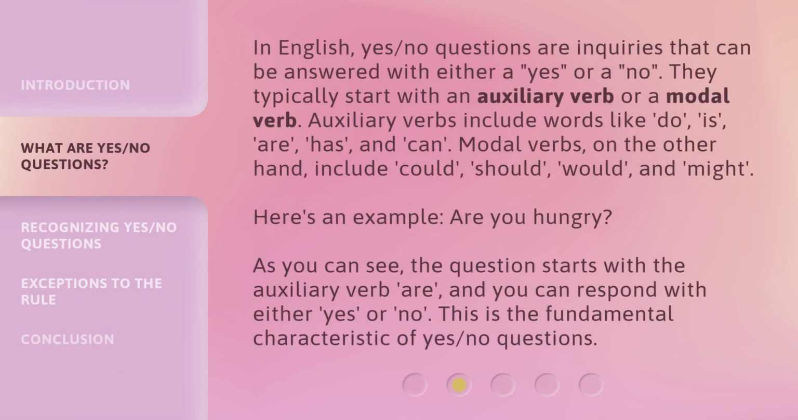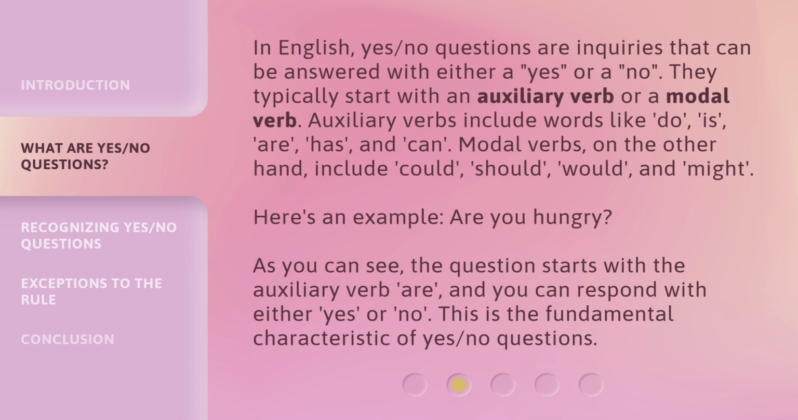In English, yes, no questions are inquiries that can be answered with either a yes or a no. They typically start with an auxiliary verb or a modal verb. Auxiliary verbs include words like do, is, are, has, and can. Modal verbs, on the other hand, include could, should, would, and might.